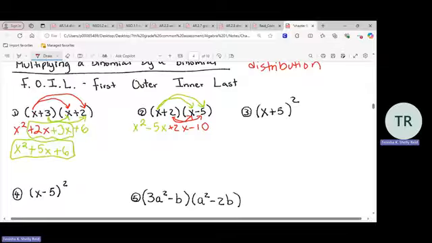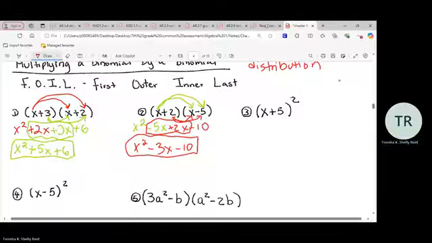Then you want to check if you have like terms. We usually will. So -5x plus 2x, those are like terms. It's going to give me x squared minus 3x minus 10. That is my answer. This applies to first, outer, inner, last because you multiply the 2 first terms, then you multiply the outer terms, then the inner terms, the 2 and the x, and then the 2 last terms, just like distribution.